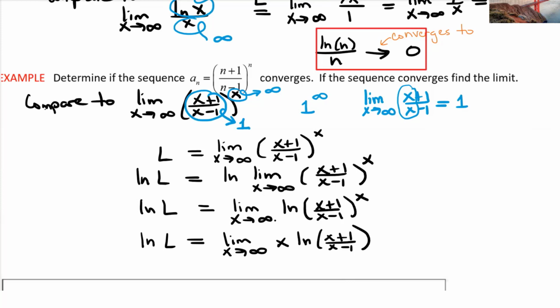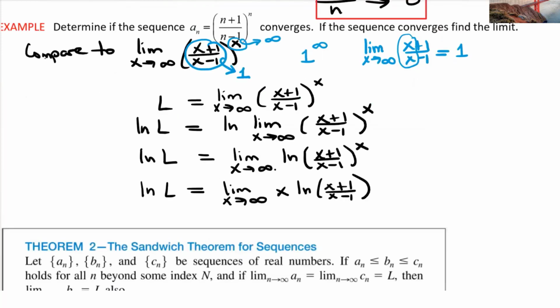You could expand that, I was thinking that too, but I don't think we have to, because another alternative would be to remember this guy is going towards 1, and the natural log of 1 is 0. So we have x going to infinity, and natural log of x plus 1 over x minus 1 is headed towards 0. So this is an infinity times 0 situation. And what do we do with that?